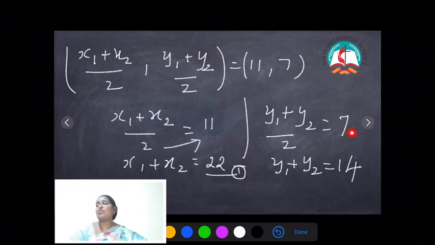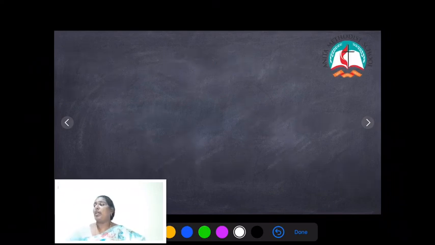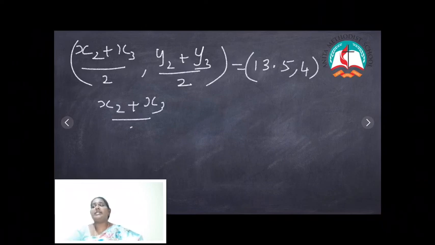Here y1 plus y2 by 2 is equal to 7. y1 plus y2 is equal to what will you get? The 2 will go to this side. Division changes into multiplication. So 7 2s are 14. Okay. Now this is considered as equation number 2. So you got equation number 1 in x, equation number 2 in y. The same way, children, you have to find the next side.